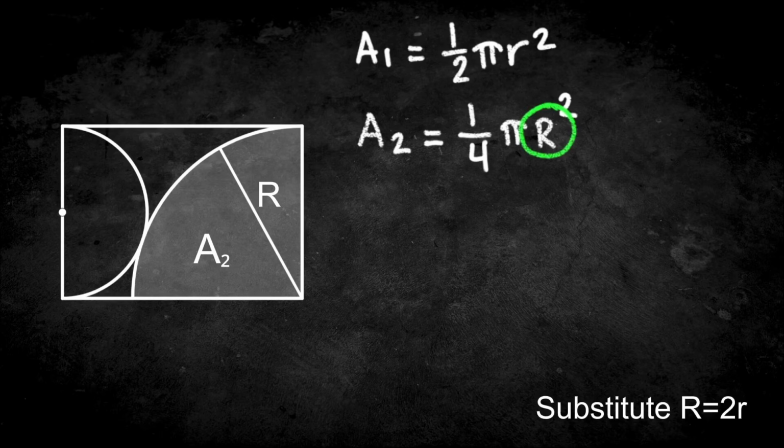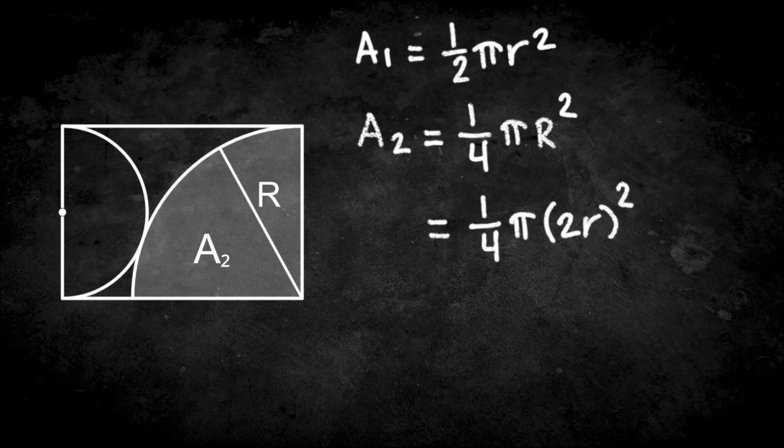Substitute capital R equals 2 times small r into the equation. This is 4r squared. And 1/4 times 4 is 1. So this becomes pi times small r squared.